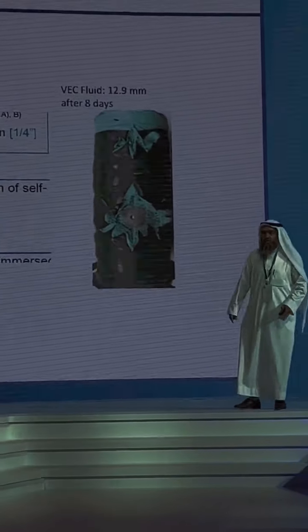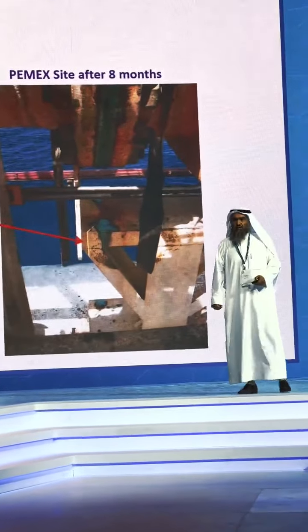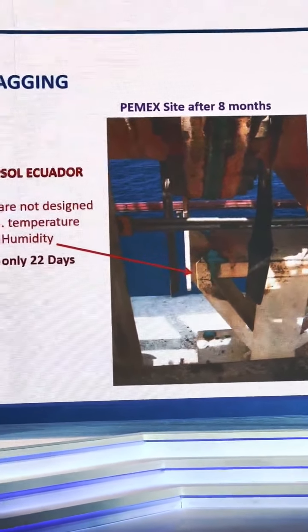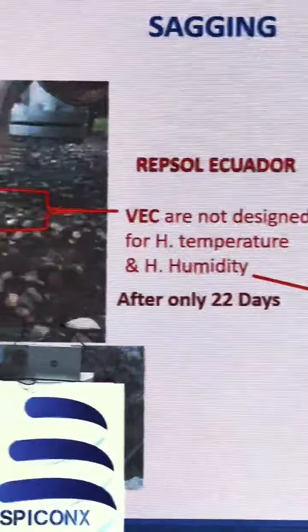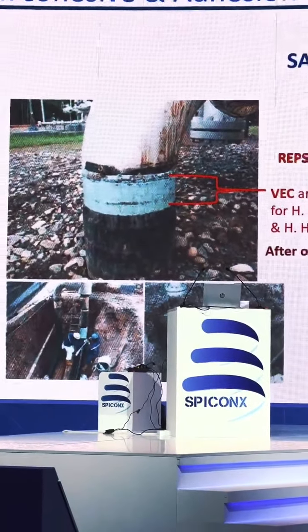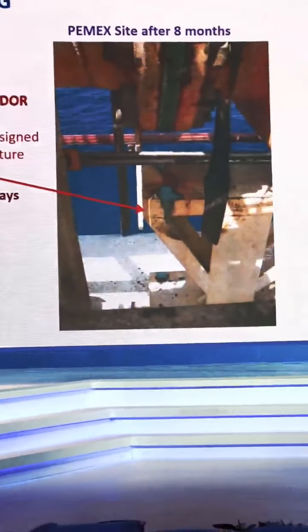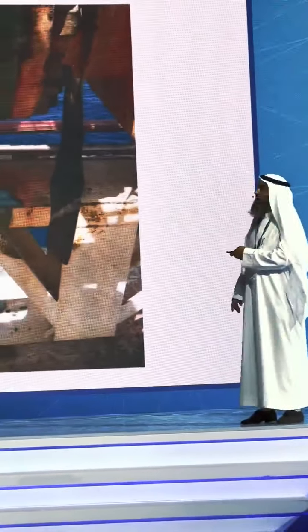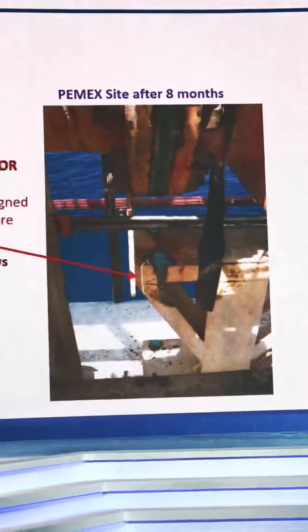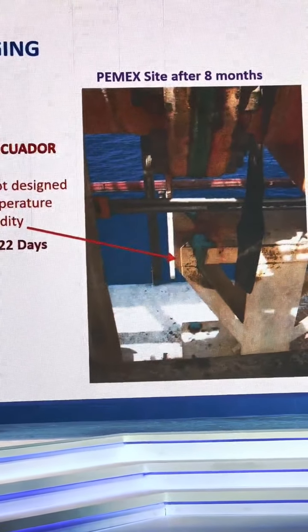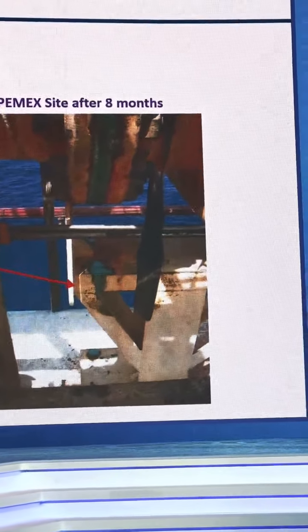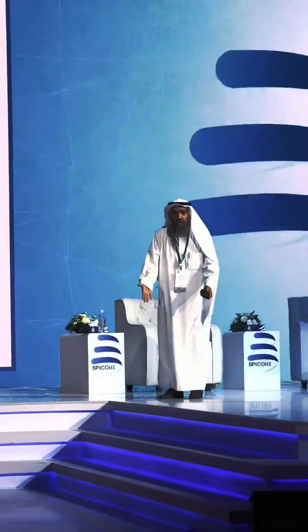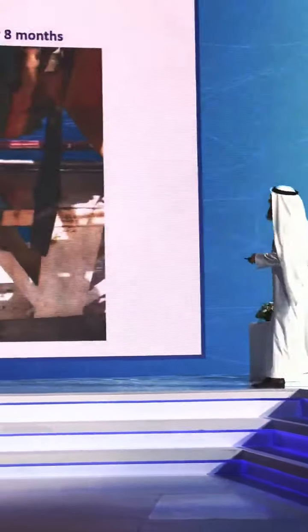thickness up and down. Examples of viscoelastic material used in environments very close to ours. This is in Ecuador. Visco, I'm sure most of you know this Visco company. It sagged because they installed it in vertical position in 22 days. It sags in 22 days. And here in Pemex, Mexico, it dripped in 8 months, even not 9 years. In 8 months it started dripping in Mexico, like our weather. And it is dripping here. Go and inspect your pipeline, it is dripping.